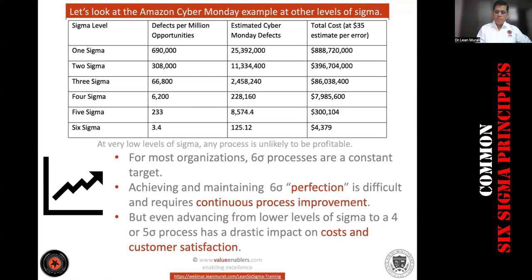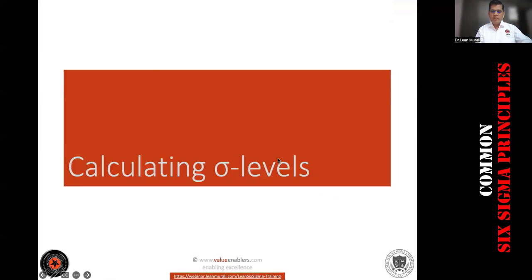Even advancing from lower levels of 4 sigma or 5 sigma has a drastic impact on cost. Okay, 1 sigma you can try to improve. Now we will go slowly to calculate 6 sigma levels.